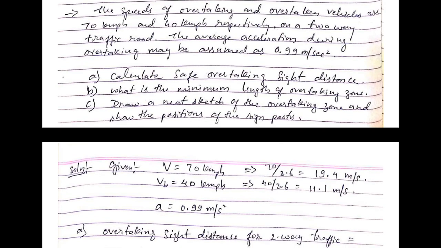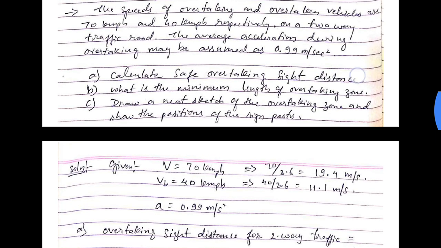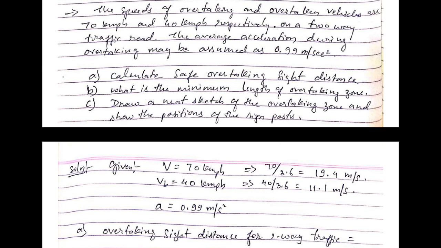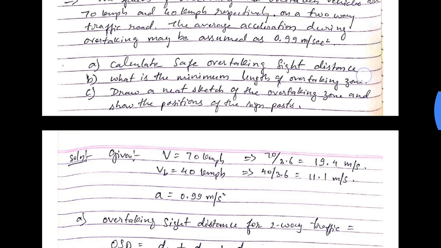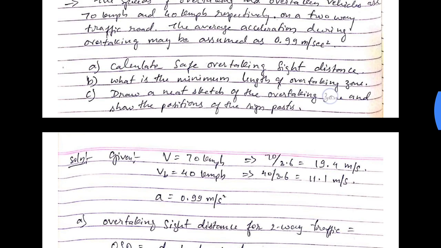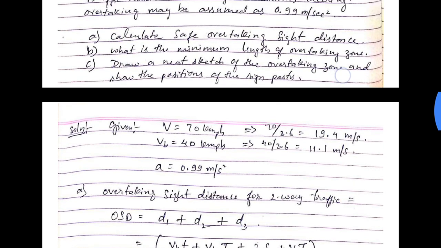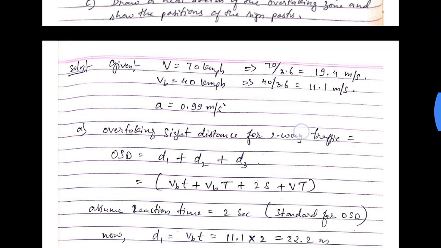We need to calculate, first A, the safe overtaking side distance. B, what is the minimum length of overtaking zone? And C, draw a neat sketch of the overtaking zone and show the positions of the signposts. So this is the question. We'll now move to the solution.